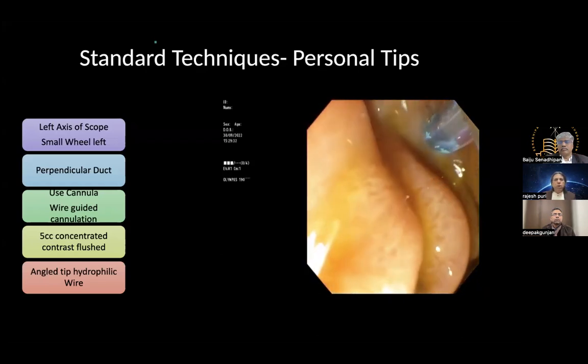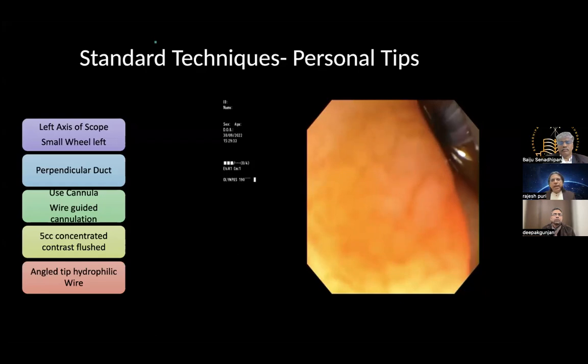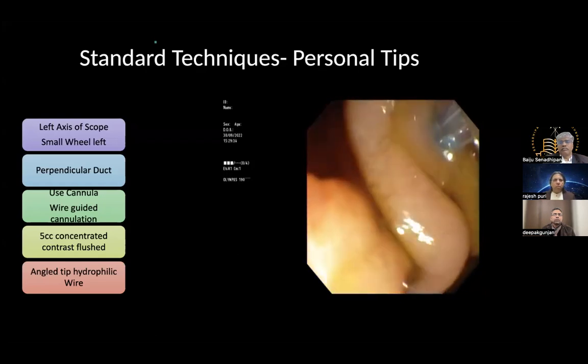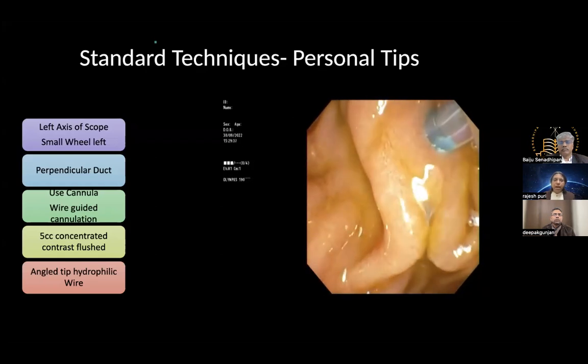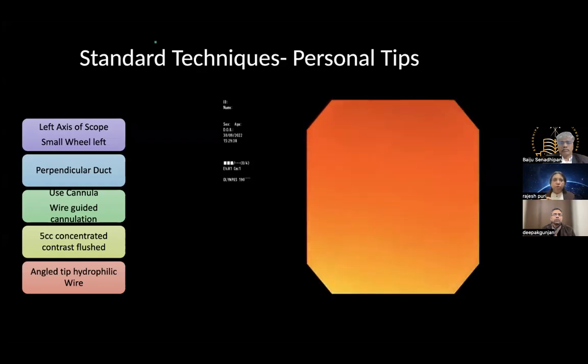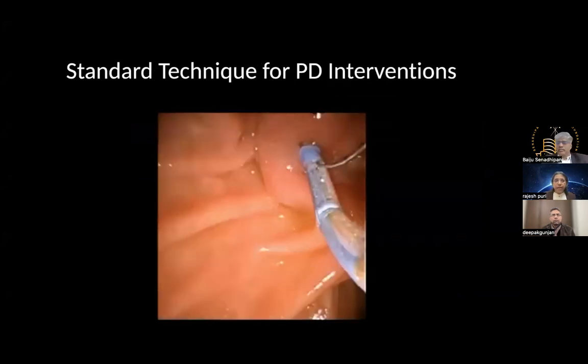One more thing which I want to tell you, if you are getting unsuccessful or if the ampulla is floppy, I generally take a small pancreatogram, and under fluoroscopic guidance, I try to manipulate my wire. But guide your assistants or guide your technician. He should not take 10 or 20 cc of the contrast. He should take a syringe of 5 ml or 10 ml maximum and use the concentrated contrast and try to use the angle tip wire.